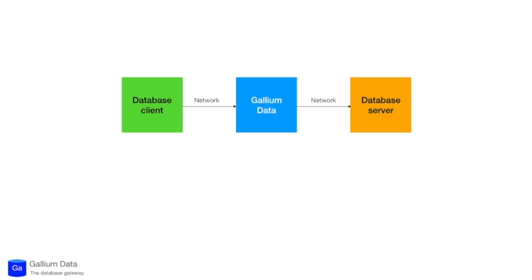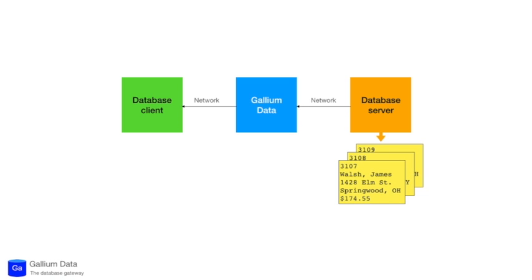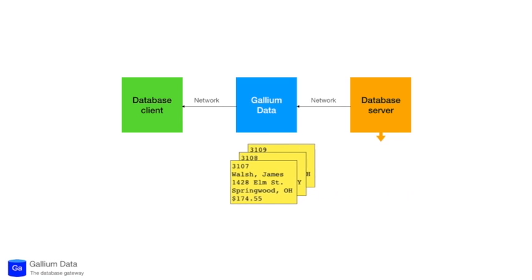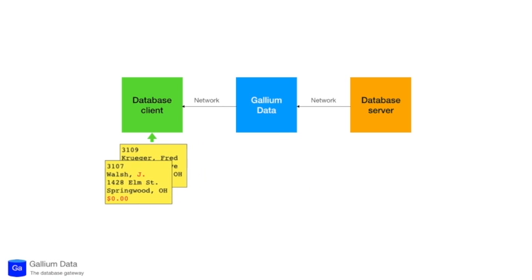Gallium Data inserts itself into this dialog. The database client issues a request, sends it to Gallium Data, which applies your logic and potentially modifies the request, and sends it over to the server, which executes it. The server then comes up with the requested data, sends it to Gallium Data, which again applies your logic and potentially changes that data on the fly, or hides some records. Gallium Data then sends that data back to the database client.